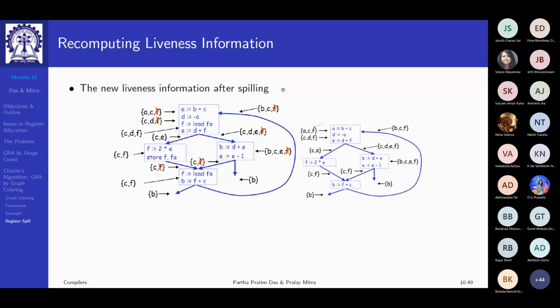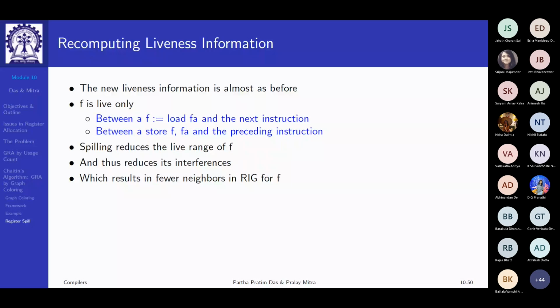So with this, at a number of points, F gets removed. It stays only at 3 points: here between load and the use, between its definition and store, and again in its load and use. So the new liveness information is almost as before, but with the changes that I have explained. So F is live only between its load and the next instruction, and between store and its preceding instruction.